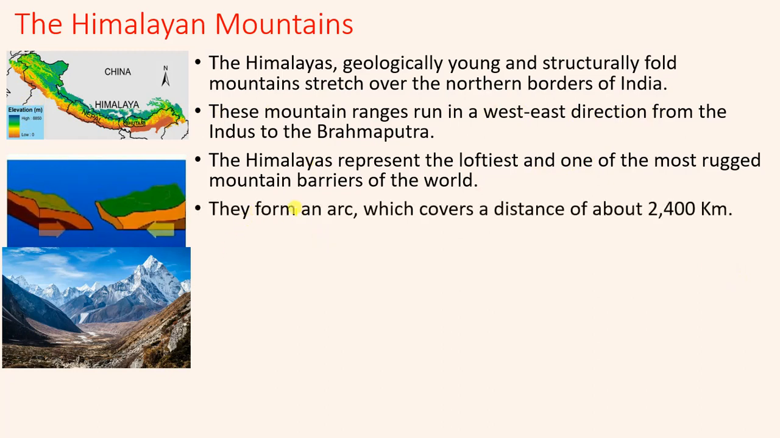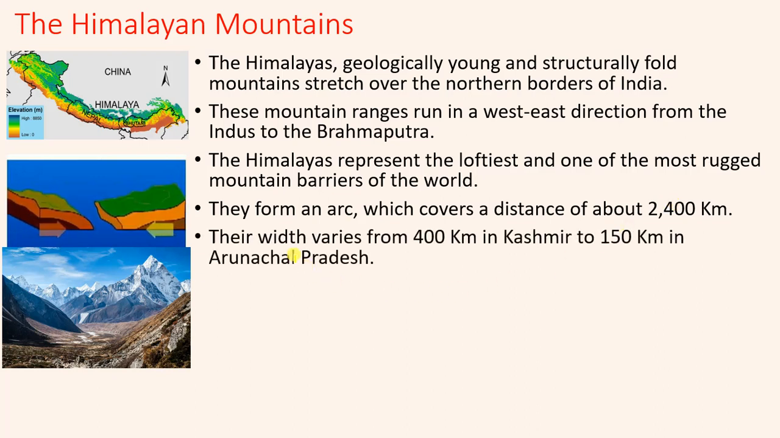They form an arc, as in this picture you can see there is an arc formed by this Himalayan mountain, which covers a distance of about 2,400 kilometer. If we measure the distance from this Indus river to this Brahmaputra river, the distance comes about 2,400 kilometer.